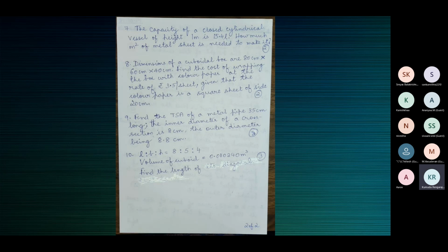Do the last one, children, because we try the 7th, 8th, and 9th question for yourself. We'll see the answers in the next class. Please work question number 10 now.